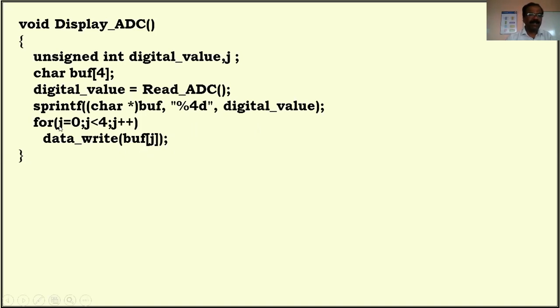So what is the purpose of this for loop? It is to display the digital equivalent. Whatever analog input we provide to the ADC, it will convert, and the converted values are available in this buffer. We are going to display that information on the LCD screen. So this is the way.